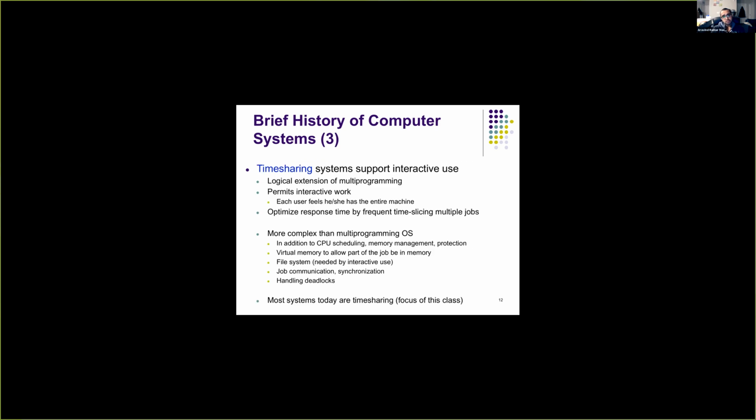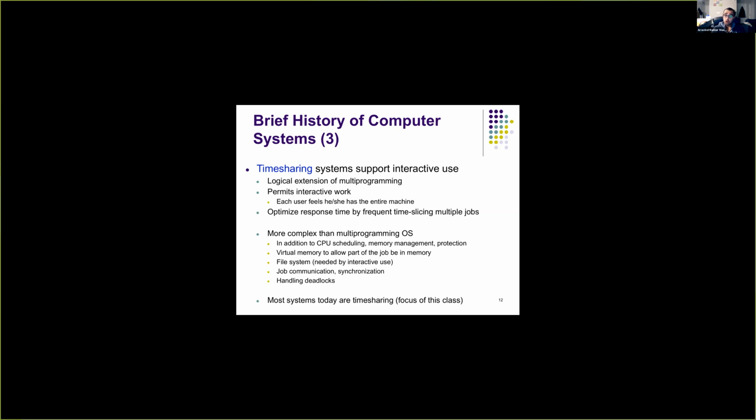And the third generation of systems are called time sharing systems. These are similar to multi-programming systems. However, the switching happens so quickly that users can actually interact with the programs. Here, each program is given a very small fixed time slice, and multiple programs are switched after that time slice is finished.